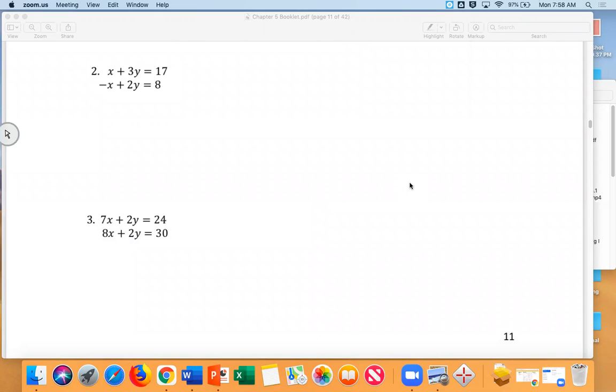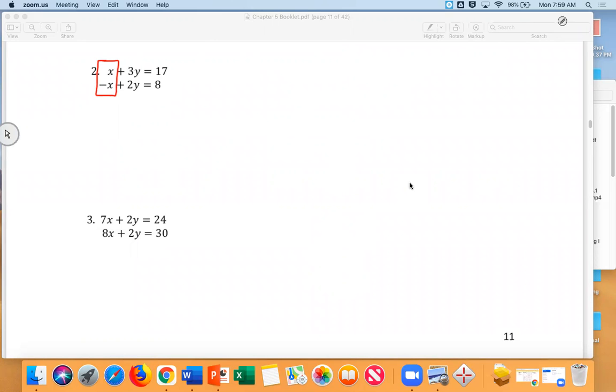Nate, which variable do I want to get rid of? X or Y? This is the toughest part. X. So let's get rid of the x's, because they kind of look similar, right? 3 and 2 are not the same number, okay? They're not opposite. So we're going to get rid of x's here.